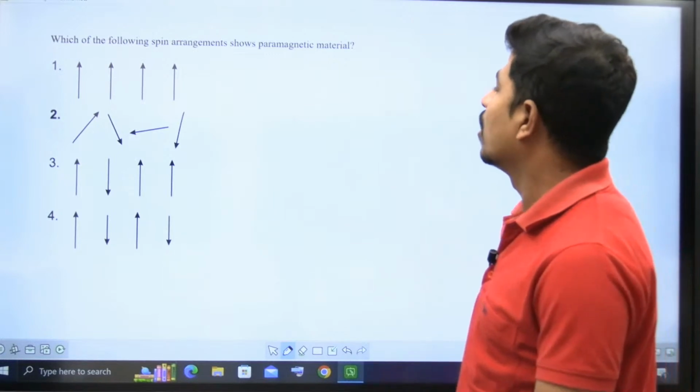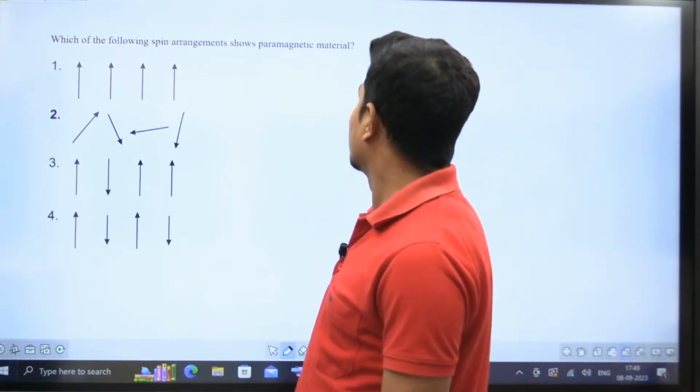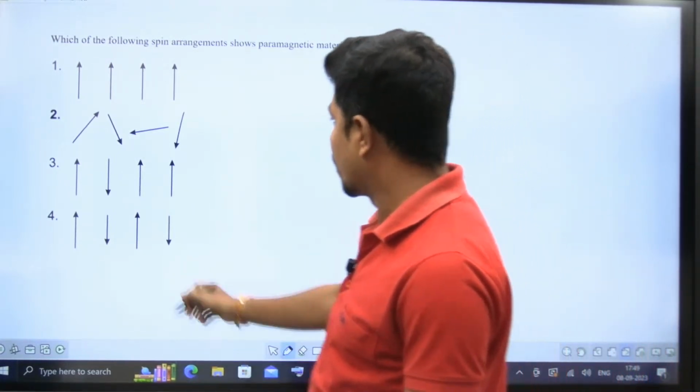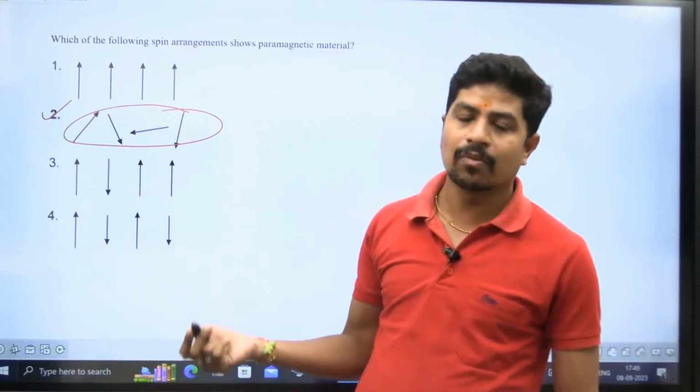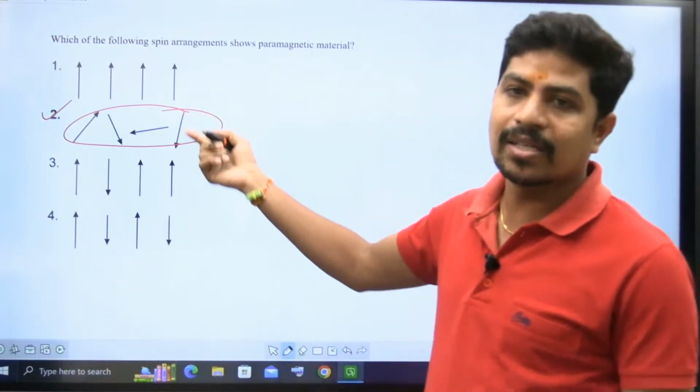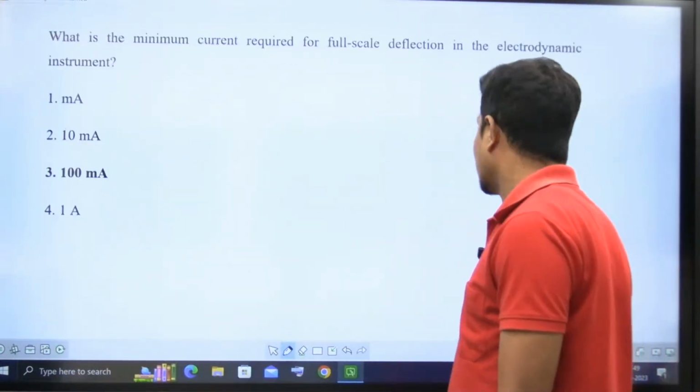Let's go to the next question. Which of the following spin arrangements shows paramagnetic material? Option 2. See, in this zigzag way, it is arranged. These are magnetic force lines or magnetic dipoles, I can say, yes, paramagnetic material. Let's go to the next question.